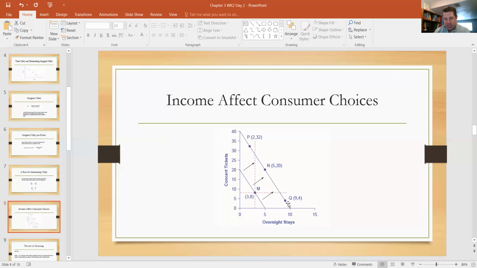And then we see different points of where her utility might lie. I believe at this point, if you come up here, you're at about 29 concerts and still the 3 overnight stays, and then you can move to different points along that shifted curve to see what the different combinations would be. I think at this point right here, they've got 5 overnight stays and 20 concert tickets, which would use that $2,000. So that's the income effect on consumer choices.